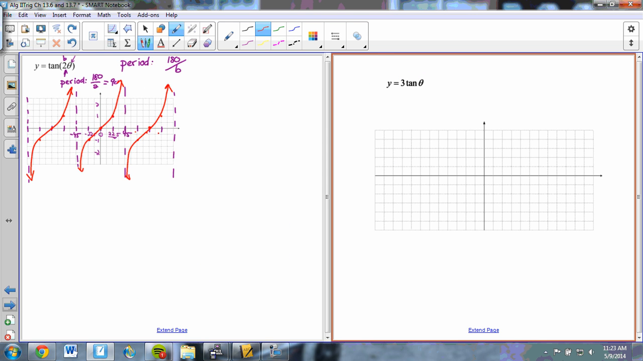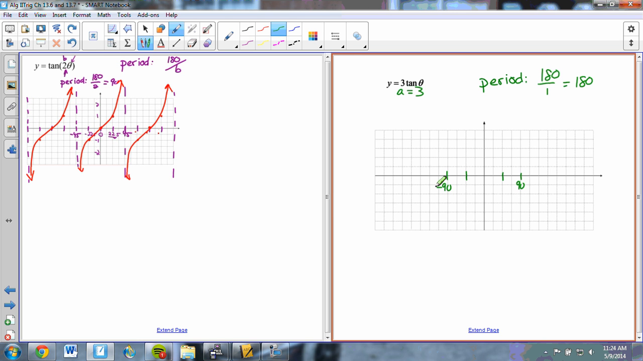I'm going to do 3 tangent theta. So now, this is my A value. Tangents don't have an amplitude, because they're not sine waves. They're not sinusoidal. That's a funny word. But they can still get stretched. They can still be vertically stretched. What's the period of tangent? 180. Good, so this is going to be 180 over 1, so it's still 180. Which means that from the middle, I'm going to go right 90 and left 90. Because that's the total distance of 180.